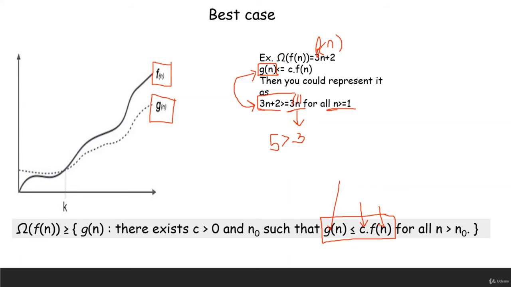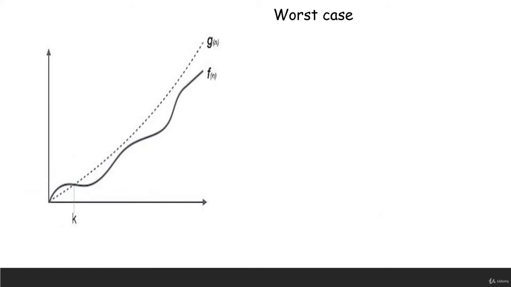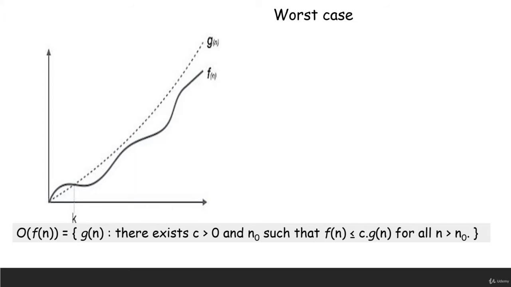Now let's move ahead and focus on the worst case. So here is the graph and here is the condition of the worst case. Here the upper bound is g of n and the lower bound is f of n. So in the worst case, what is the condition? The condition is totally opposite of the best case. In best case, f of n was greater than equal to c dot g of n. Now here g of n is greater than equal to f of n, which is totally opposite.